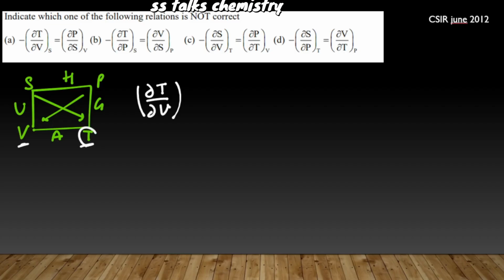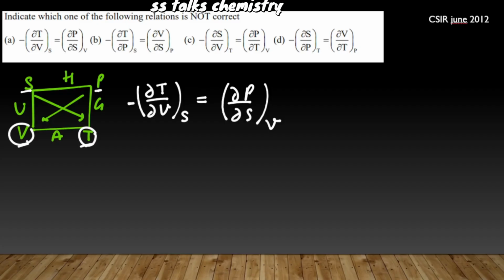Now opposite of the temperature you have the entropy, and the arrow is going away from it, so a negative sign will be placed. This is equal to del P by del S. Now opposite of the pressure you have the volume term, and the arrow is going towards it, so here it is going to be this one. So from these options, option A is the accurate expression that has been given to us.